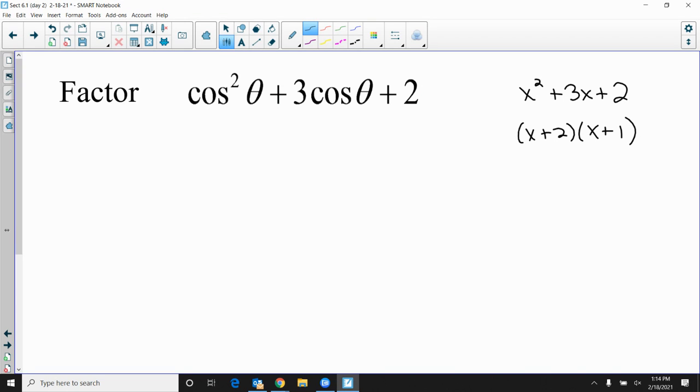All right, so if you see something like this, you see a trinomial, you see three terms. The first term is squared, or you can rearrange them. The second term has just the cosine. The third term is a constant. You want to try to factor it. So that will factor into cosine of theta plus 2 times cosine of theta plus 1. Okay. So I just need you to recognize that something like that will break down.